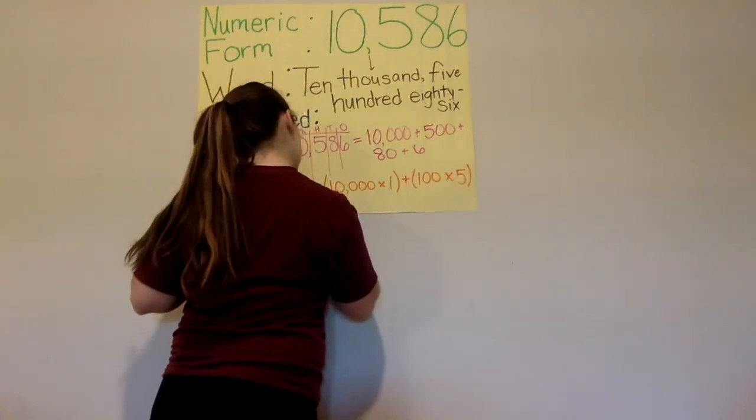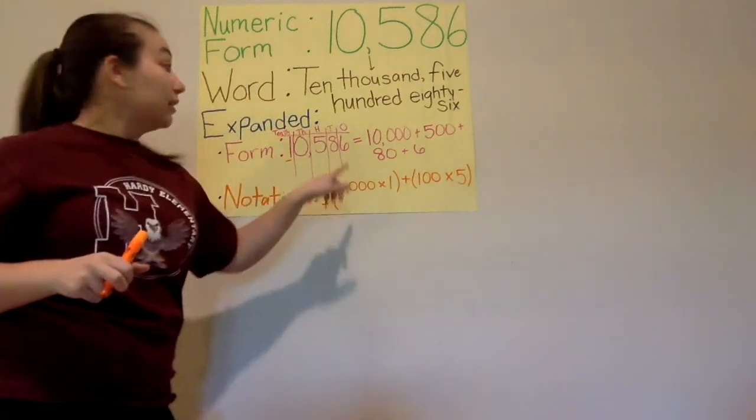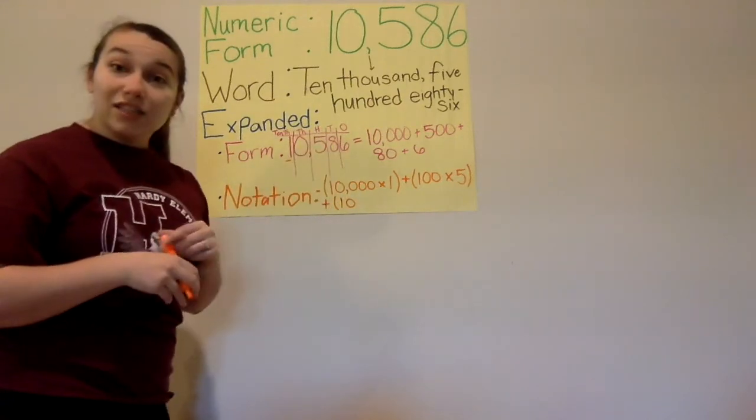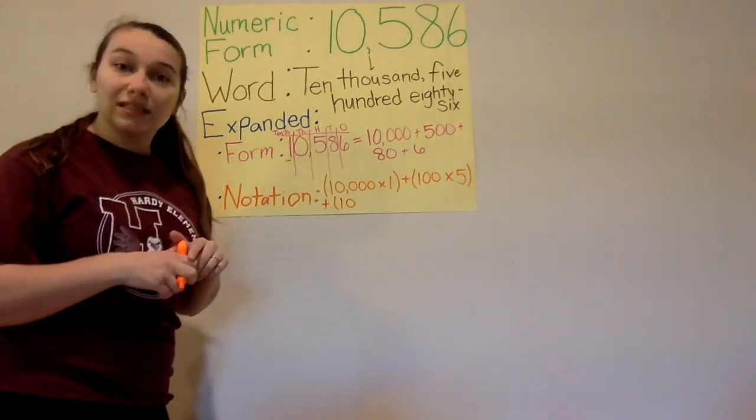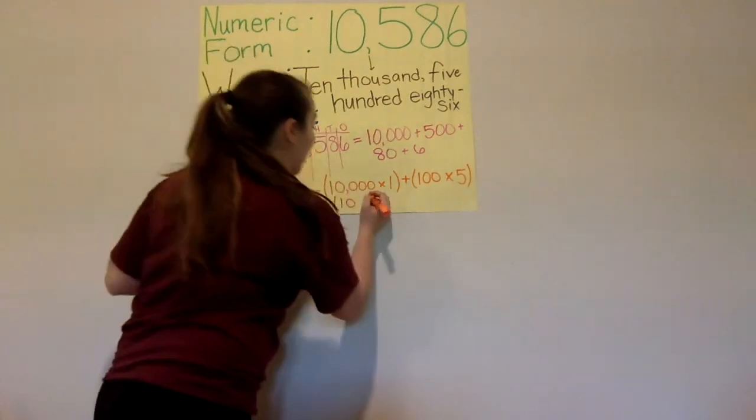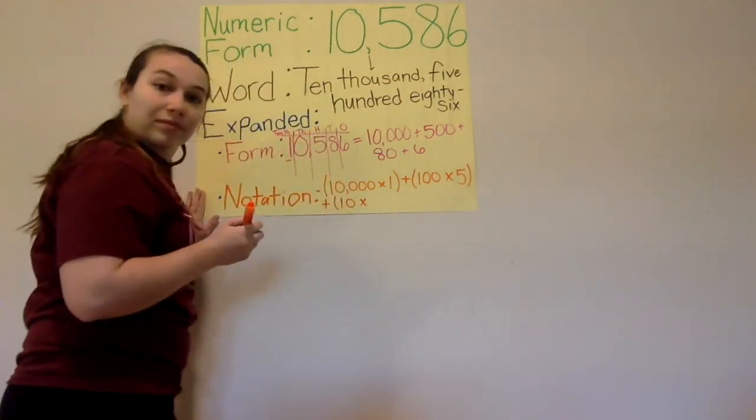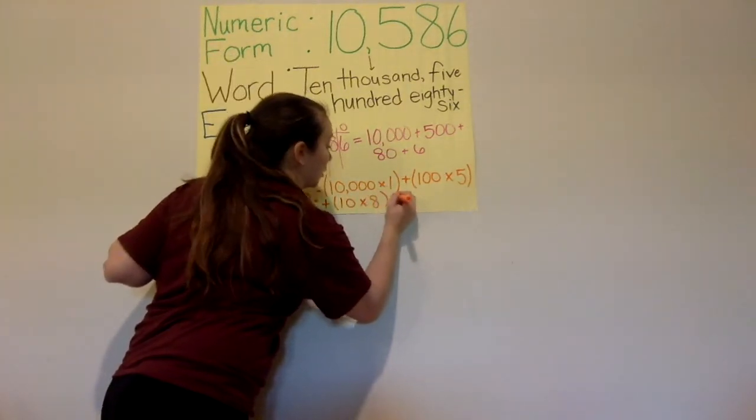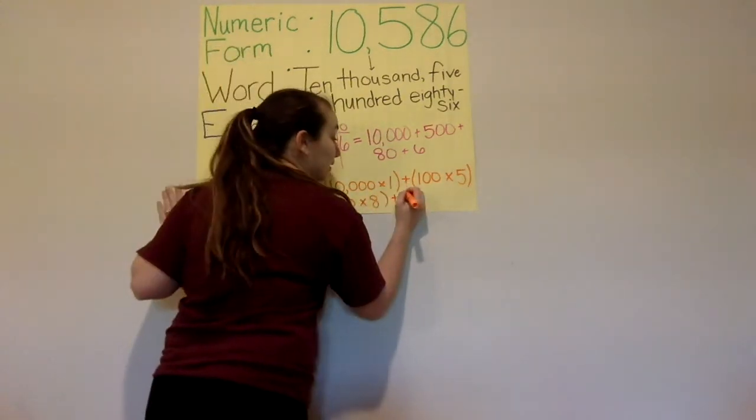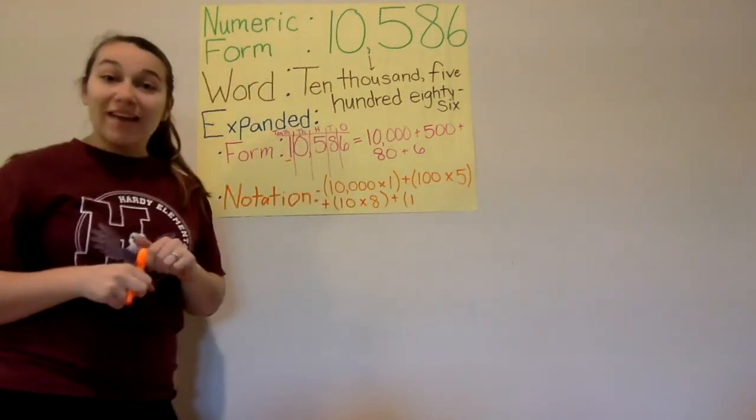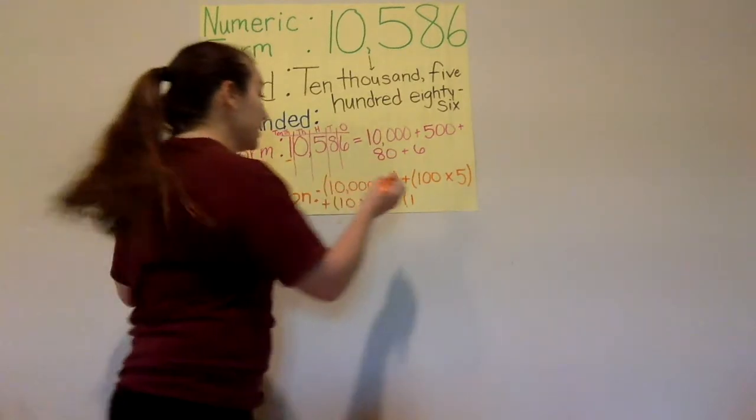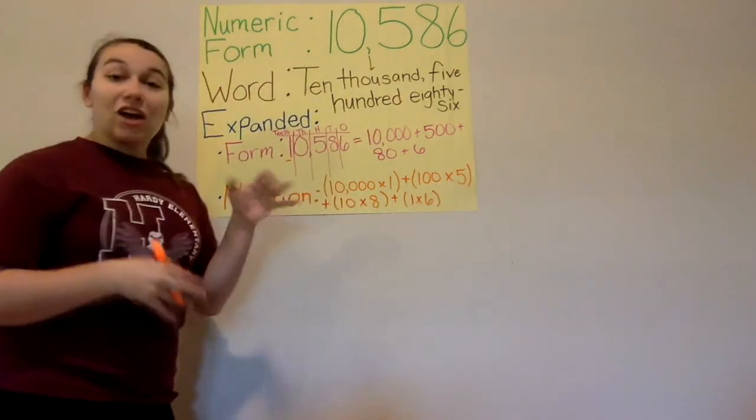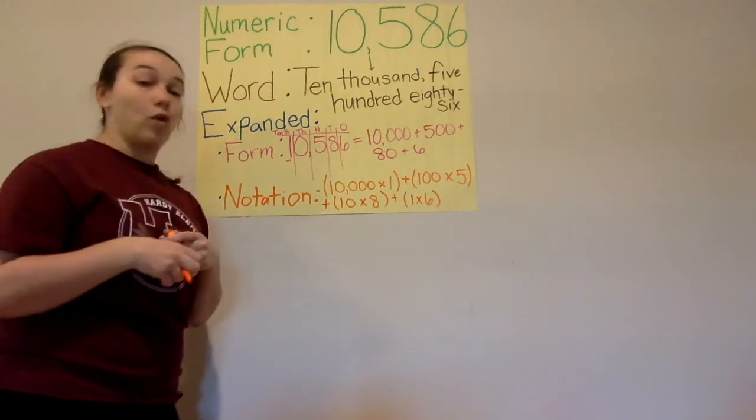I'm going to add my next spot here, which is our tens. So I'm going to go ahead and write 10. And then how many tens do I have? Look at our place value chart. There are 8. Very good. So what am I multiplying by? 8. And finally, we are moving down to our ones place. I'm going to write 1. And how many times do we have 1? 6 times. All right. So that is our expanded notation form.